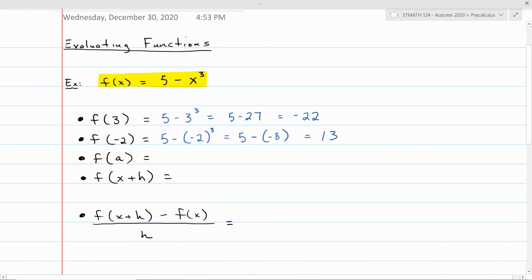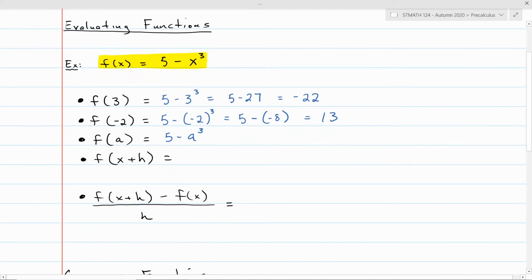Now, if someone just gives you another variable a, what's f of a? Well, you do it exactly the same way. f of a just means put a in place of x. So I'd get 5 minus a cubed. And if I wanted to do f of a little bit more complicated algebraic expression like x plus h, again, that just means put x plus h in place of x in the original expression. So I'd get 5 minus x plus h quantity cubed.